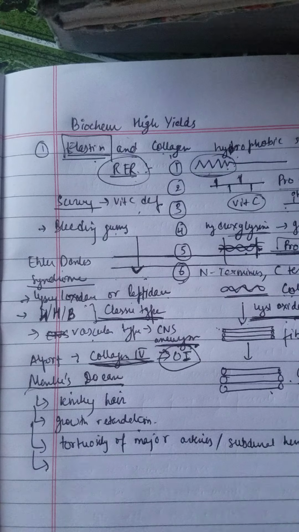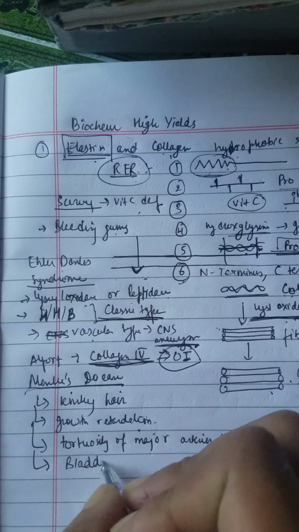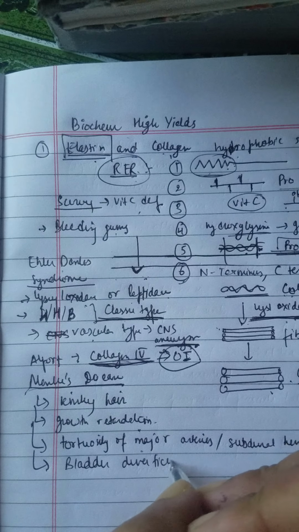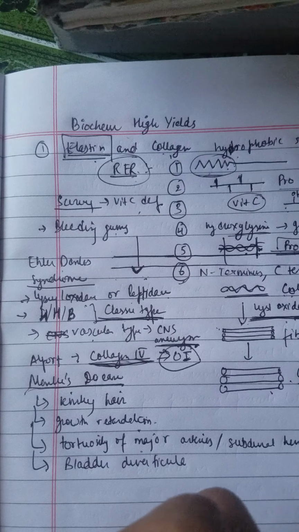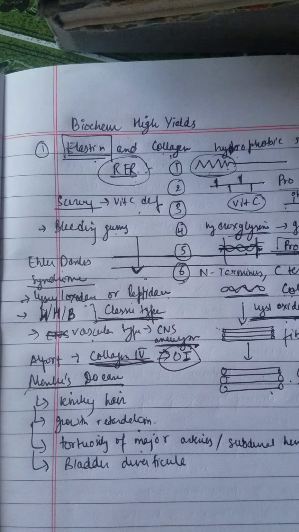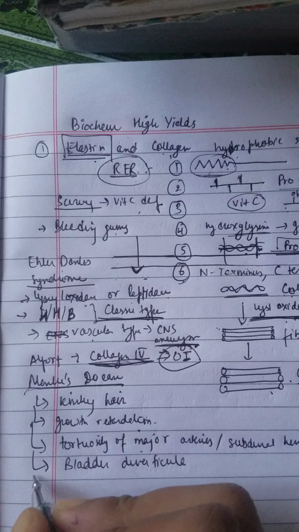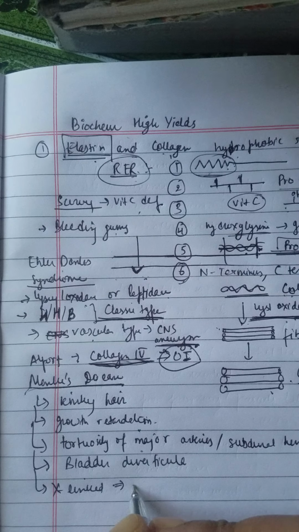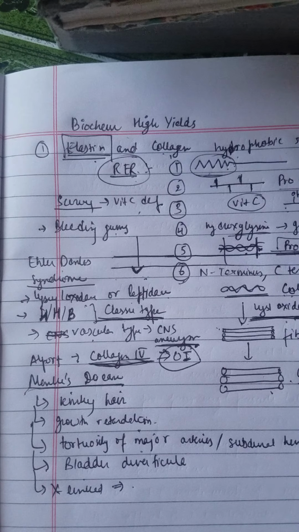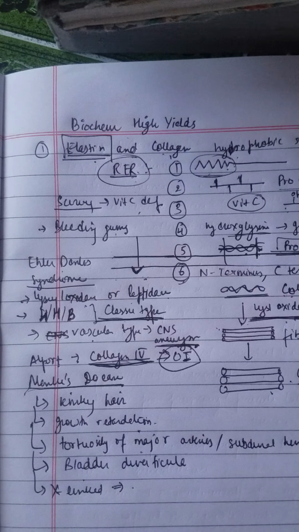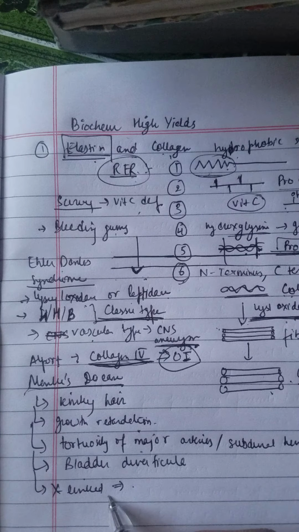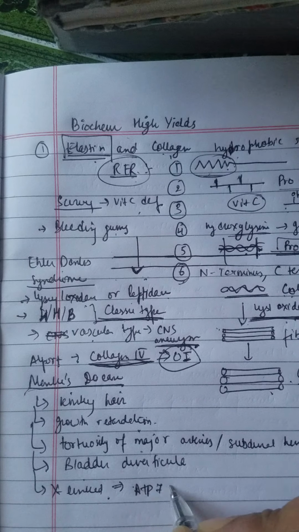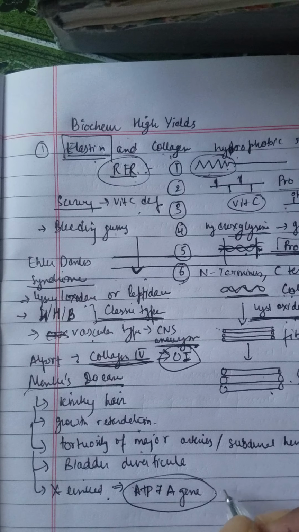There will also be other features like bladder diverticular formation, and all this occurs as a result of a defect. It is an X-linked defect in which the ATP7A gene mutation occurs. So this gene helps in copper efflux in the intestine.